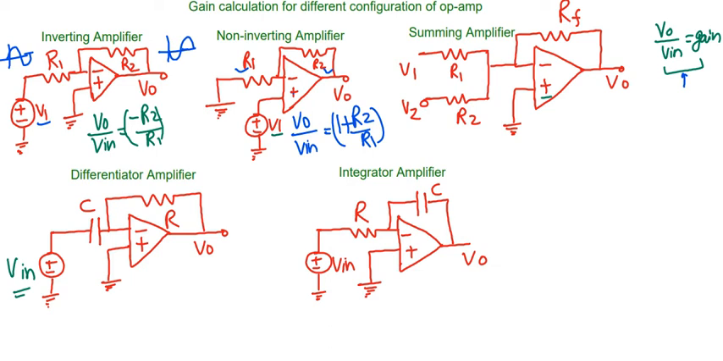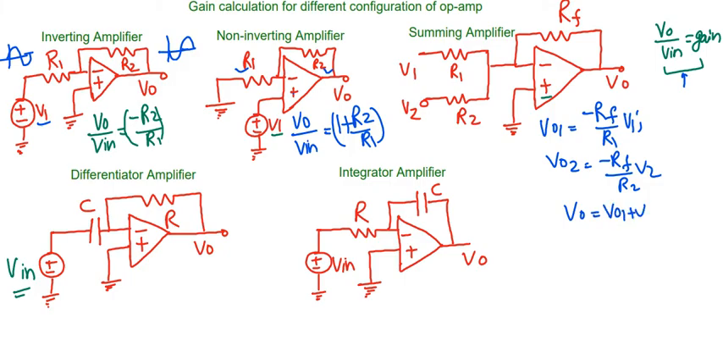In the summing amplifier, we have different inputs supplied at the negative terminal and the positive is again grounded. We can simply use the superposition theorem to find the effect of each source at a time. Suppose we are finding the output due to the first source V1, it will be simply minus Rf by R1, because it is an example of an inverting amplifier, times V1. And V02 will be again minus Rf by R2 times V2. So the final output voltage will be the sum of V01 plus V02, which equals minus Rf, you can take common, into V1 by R1 plus V2 by R2.